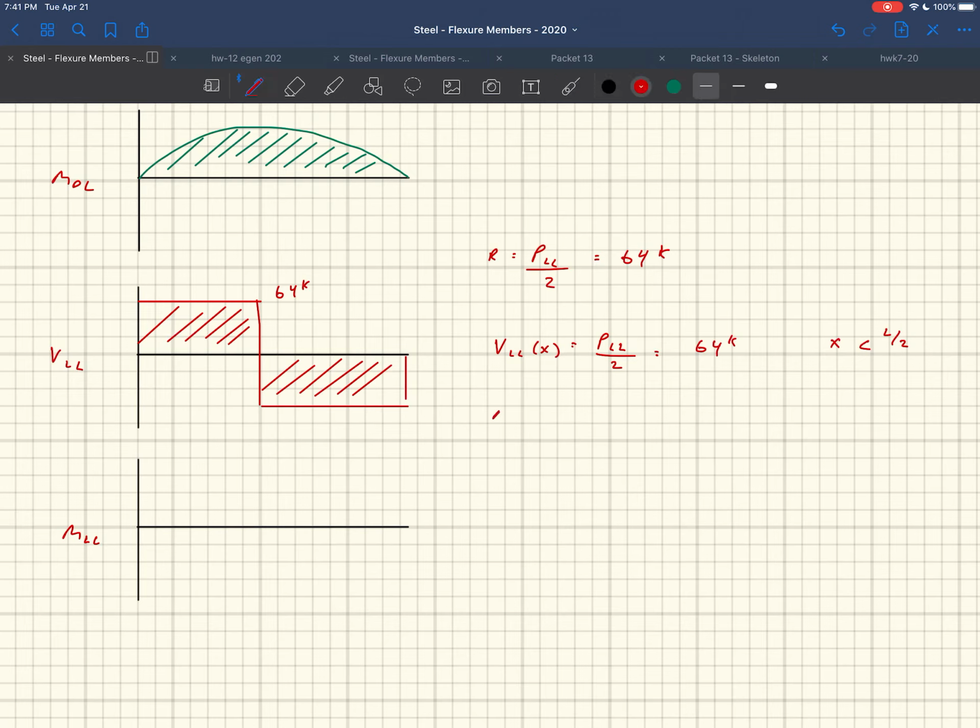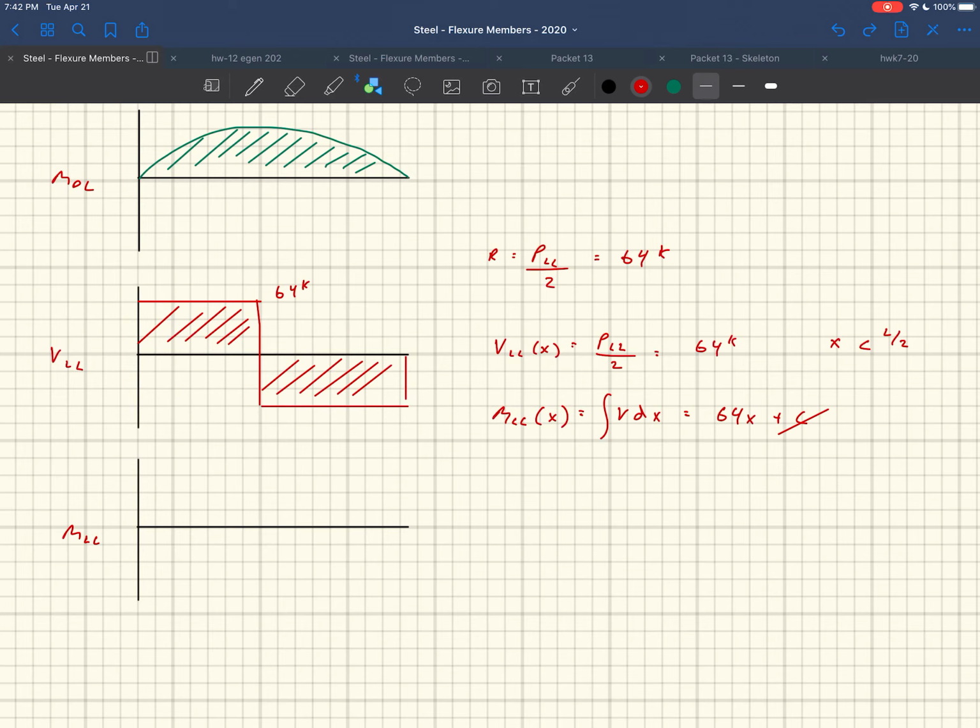So at this point, you could take the moment. My live load moment as a function of x is going to be the integral of the shear again. It's just going to be 64x, but again, plus a constant. That constant's going to go to 0.